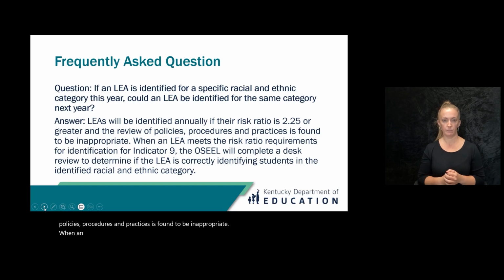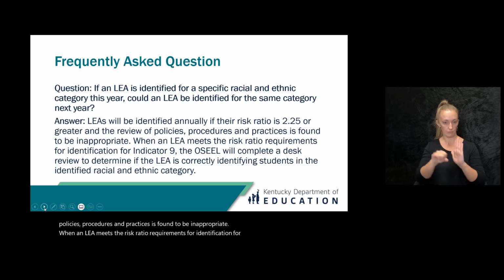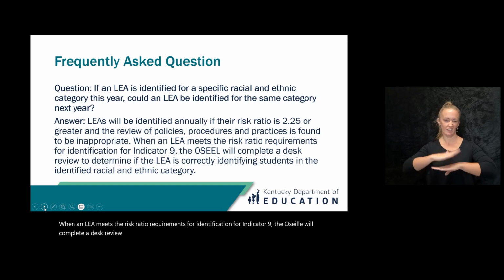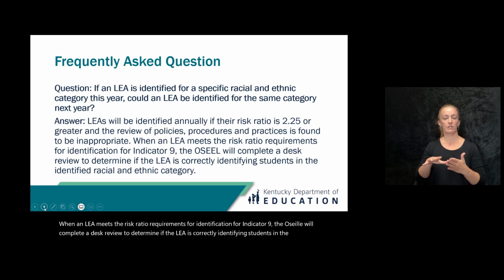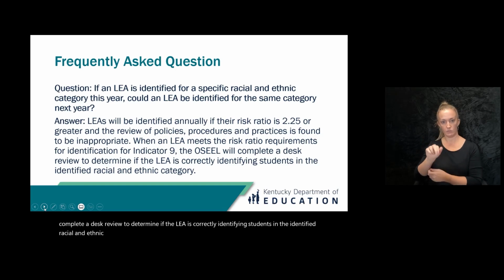When an LEA meets the risk ratio requirements for identification for Indicator 9, the OSEAL will complete a desk review to determine if the LEA is correctly identifying students in the identified racial and ethnic category.